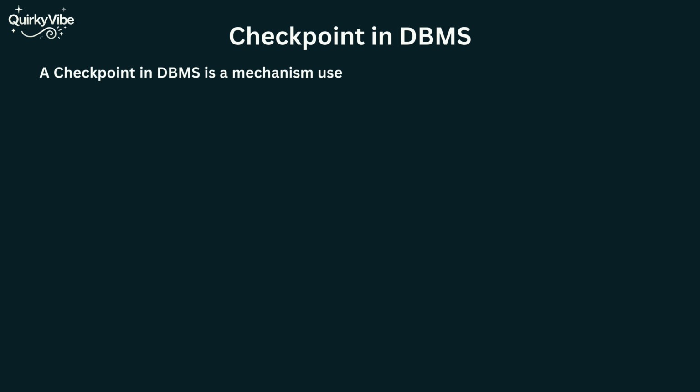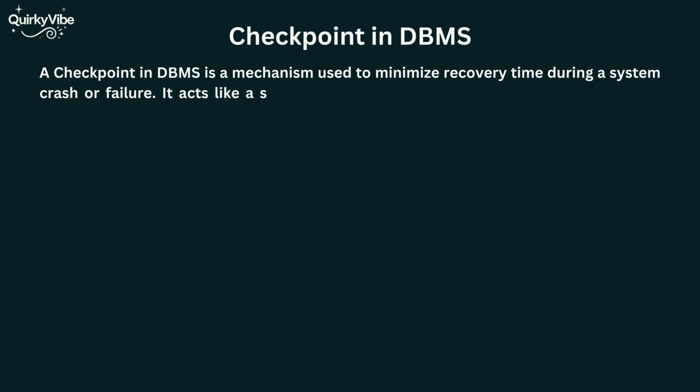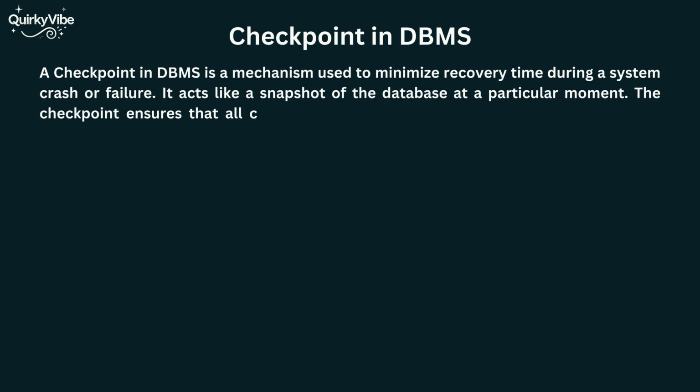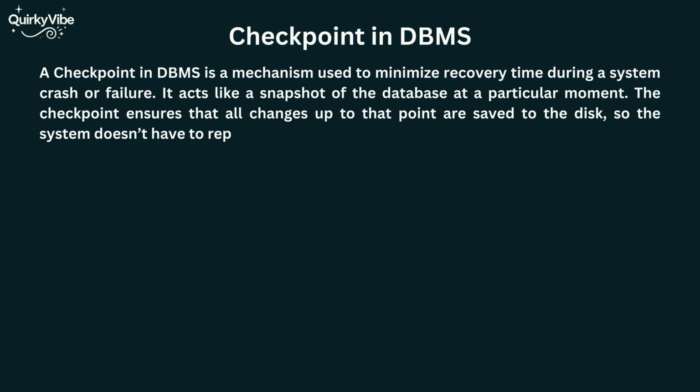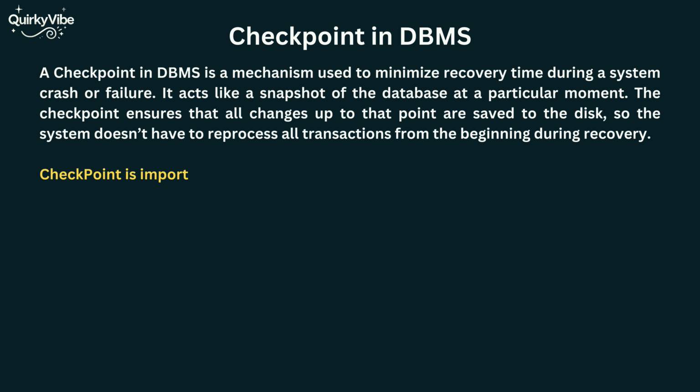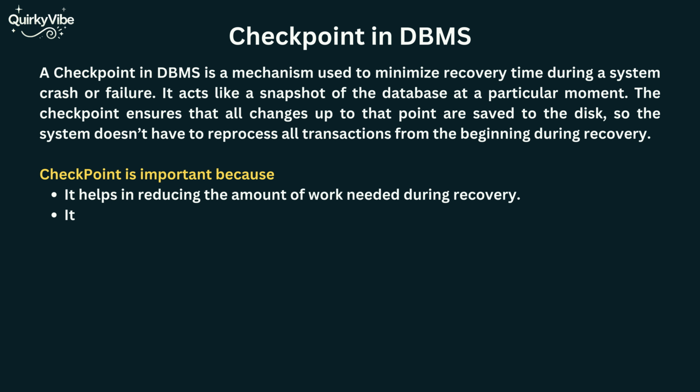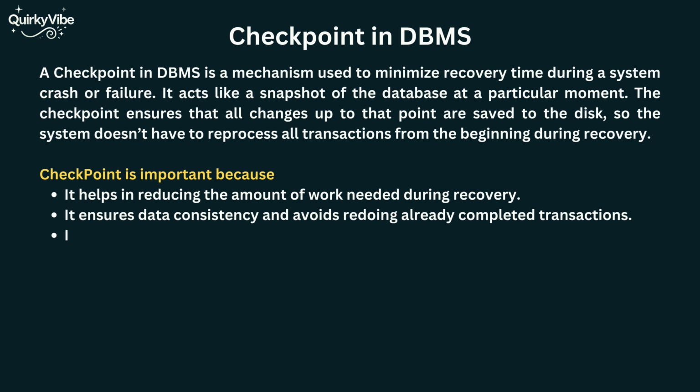What is a checkpoint in DBMS? A checkpoint in DBMS is a mechanism used to minimize recovery time during a system crash or failure. It acts like a snapshot of the database at a particular moment. The checkpoint ensures that all changes up to that point are saved to the disk, so the system doesn't have to reprocess all transactions from the beginning during recovery. Checkpoint is important because it helps in reducing the amount of work needed during recovery. It ensures data consistency and avoids redoing already completed transactions. It allows the system to restart quickly and safely after a crash.